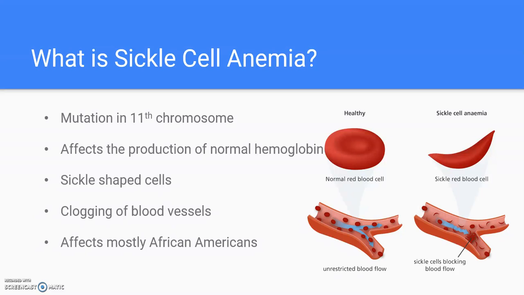Sickle cell anemia is a genetic mutation of the 11th chromosome. This affects the production of normal hemoglobin, a protein allowing oxygen to be transported throughout the body. This disorder causes the red blood cells to be a sickle shape instead of a round disc, which is how red blood cells should look. This can lead to clogging of the blood vessels. The most commonly affected ethnicity is African American.